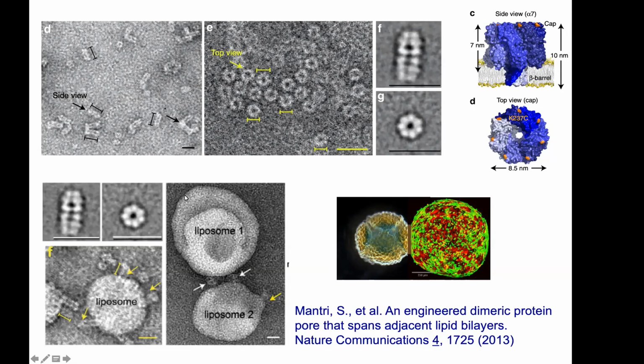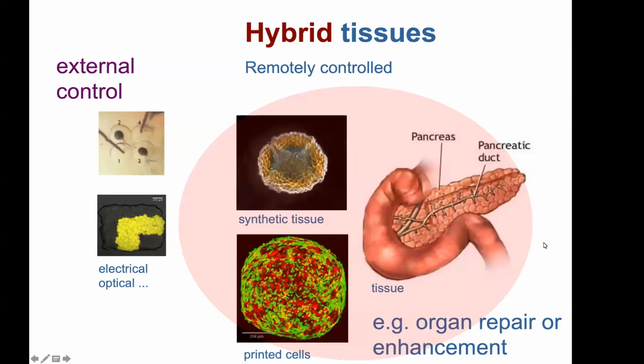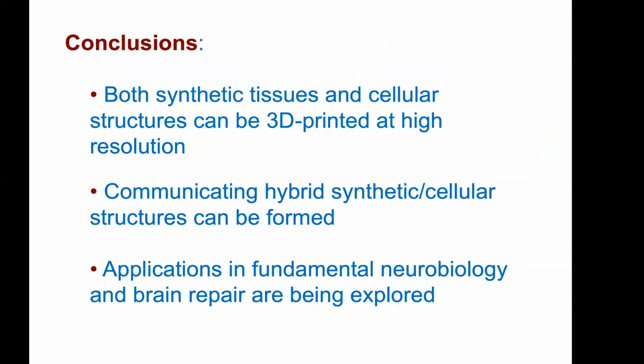And then if you take liposomes, you can get these structures to connect, on a good day at least, to connect these liposomes to each other. So the idea eventually would be to take these printed cells and the synthetic tissues and connect them to each other electrically through these kind of structures. Okay, and then build these hybrid tissues in that way. So let me finish at that point.